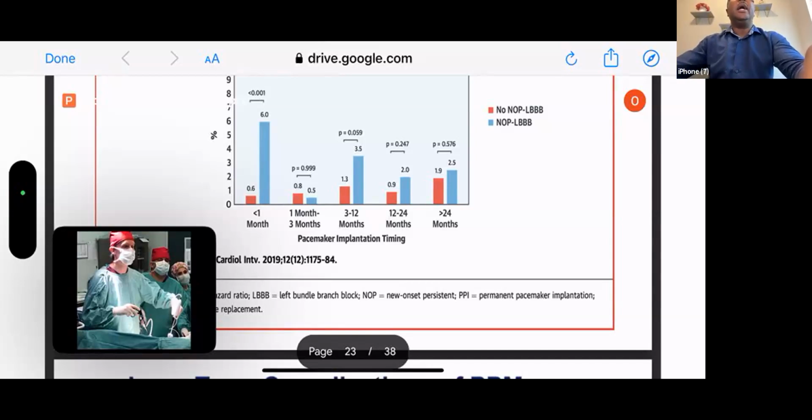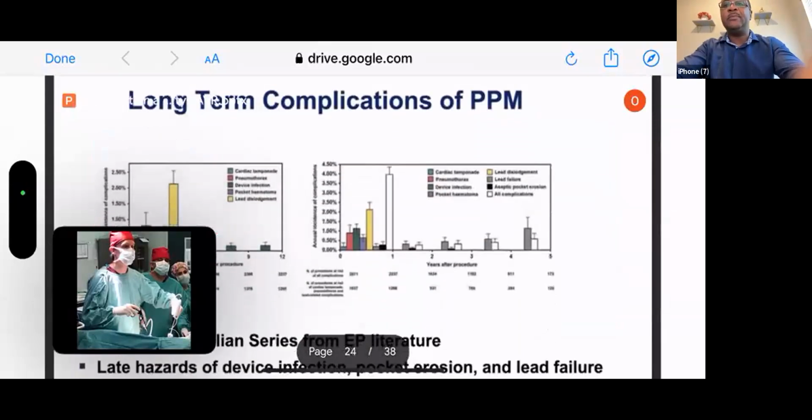We know that permanent pacemaker placement is not without complication. Even though people now know better how to place it and the complications have reduced, it's good to know that this is not a benign procedure. You don't just put it in unless it is absolutely necessary. If it's not necessary, you don't go ahead and put it in.